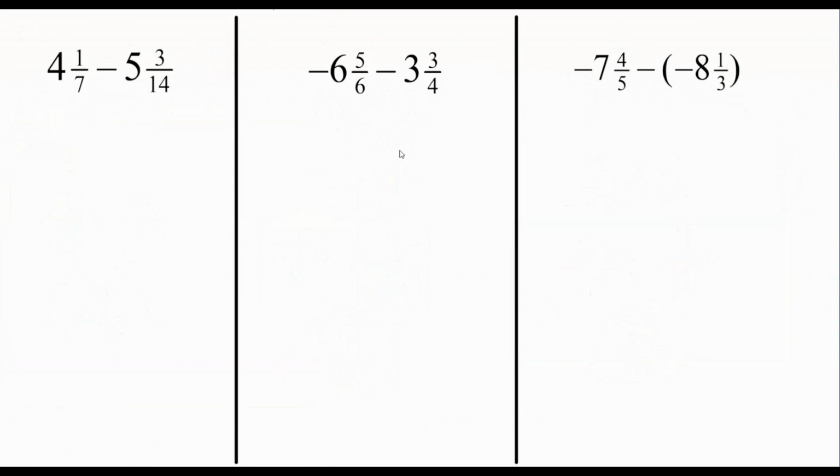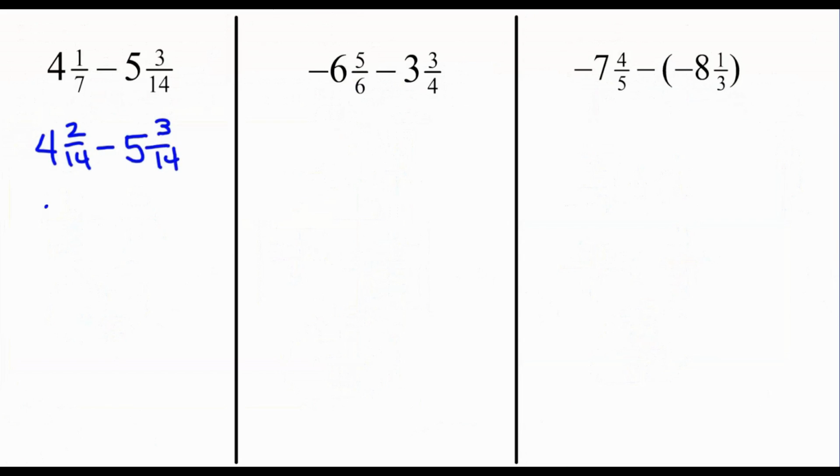Mixed numbers, again, I'm going to get common denominators, change them to improper fractions, and then subtract them like I do with fractions with common denominators. 4 1/7 and 5 3/4. Common denominator is 28, so I have 4 4/28 minus 5 21/28.